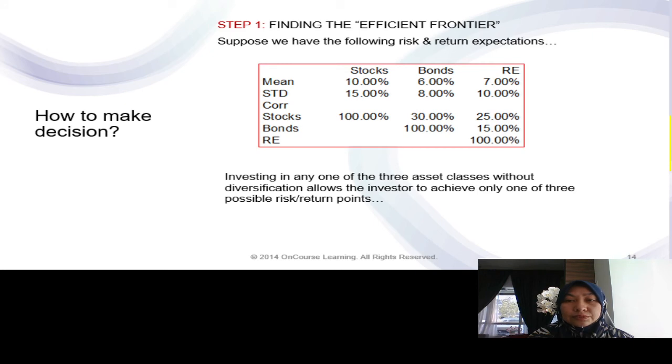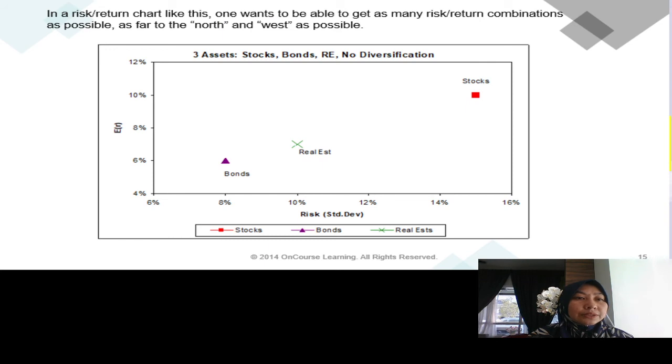Okay, what does portfolio theory say? In a risk-return chart like this one, we want to be able to get as many risk and return combinations as possible. So we have risk here and return here. Bonds here, real estate here, and then stocks here. Because stock is high risk and high return, that is why the point is there. Real estate we consider a moderate investment, with moderate risk and return: 10% risk and about 7% return. Bond is low risk, 8% risk and 6% return.